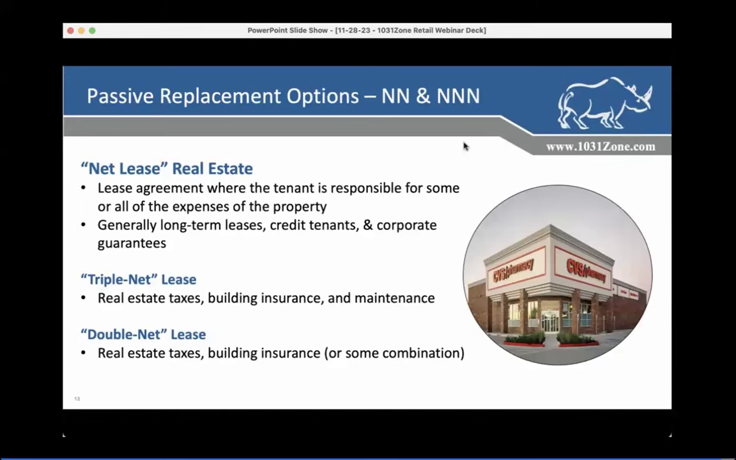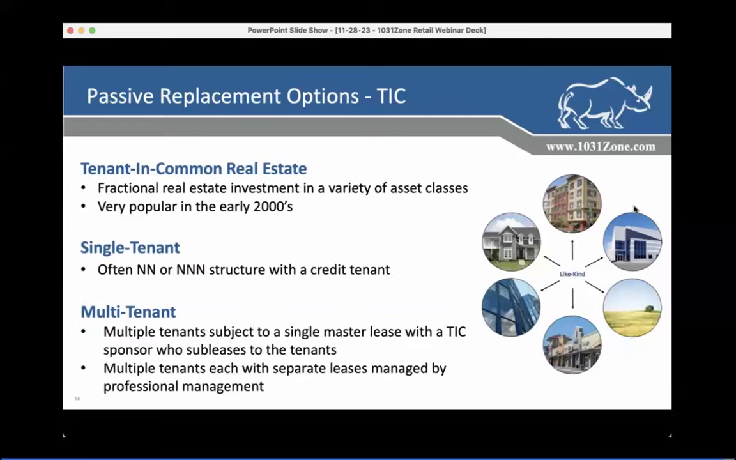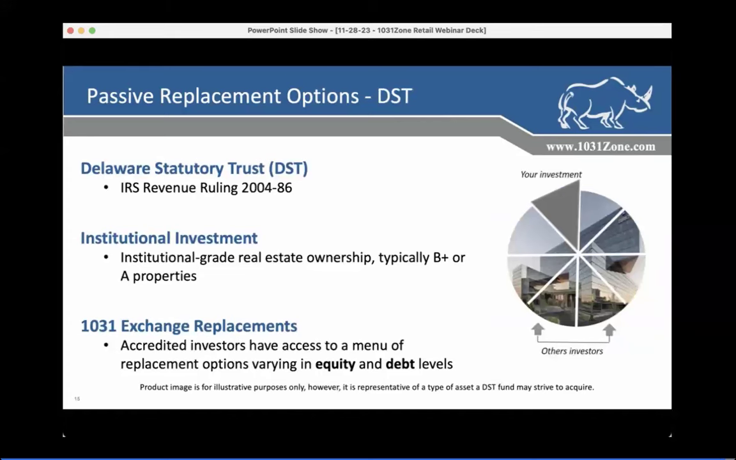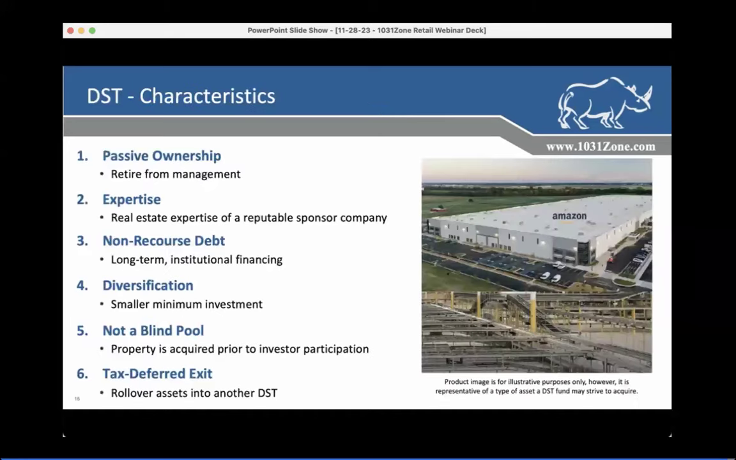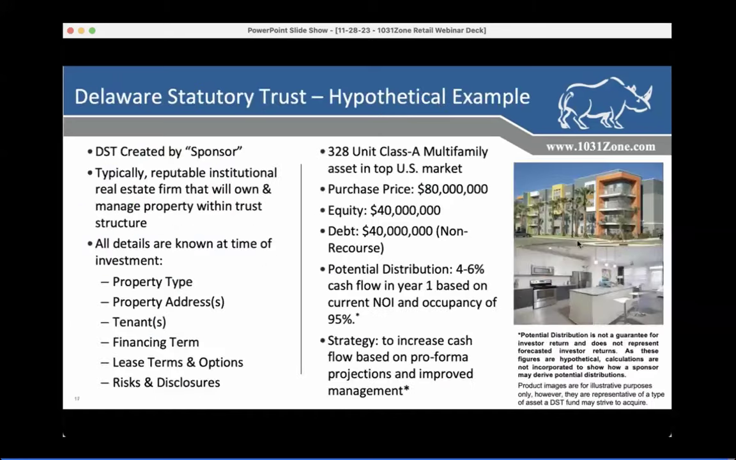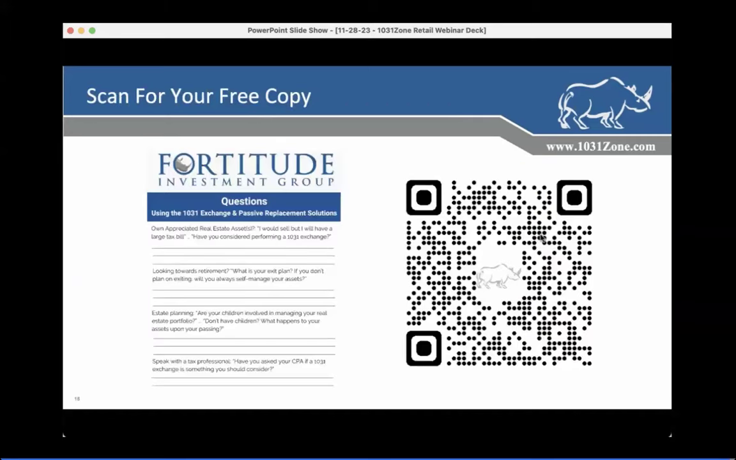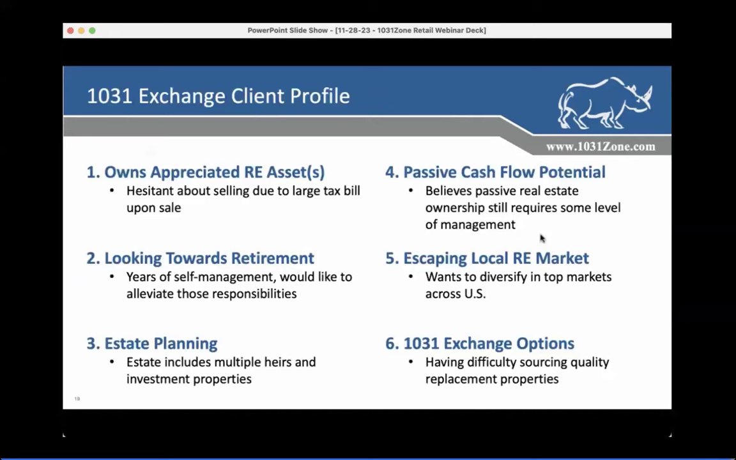And as a teaser, we're going to be going through some passive replacement solutions like net lease real estate in some of our future presentations. We're also going to be going through tenant in common real estate, or TIC real estate. Then we're going to go through the DST, the Delaware Statutory Trust as well, which, as a reminder, is for accredited investors only. And then we go through some DST characteristics. We go through the Delaware Statutory Trust, a hypothetical example here. And then we even have some helpful tools and tips for people through the 1031 exchange client profile to see how this works specifically for you.